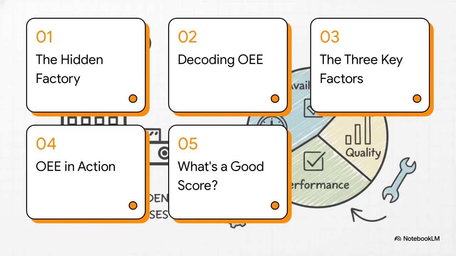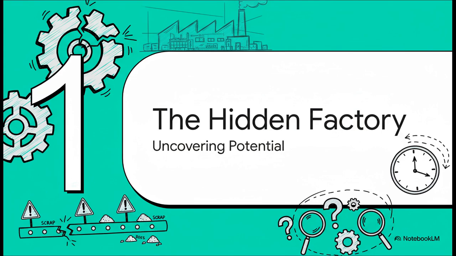So, here's how we're going to crack this case. First, we'll get a solid handle on what this hidden factory really is. Then, we'll decode the one tool we need to measure it. It's called OEE. After that, we'll break down the 3 key factors that make it up, see how it all works with a real-world example, and then, and this is the important part, we'll figure out what a good score even looks like.